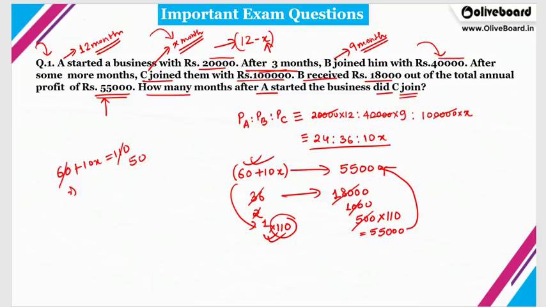So 10x is equal to what? 50. So x will be what? 5. Okay, so if x is 5, I have to find 12 minus x, which will be what? 7 months. So after 7 months from the start of the investment of A, C has invested. Okay, so C has invested for basically 5 months, and since they are asking after A has started the business, so that will be what? 7 months. So in this case, my answer will be what? 7 months. Now let's move on to our next question.